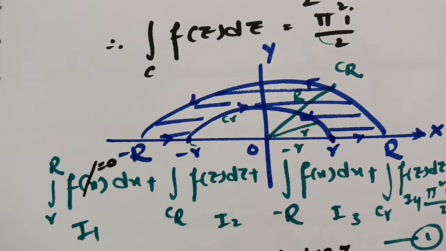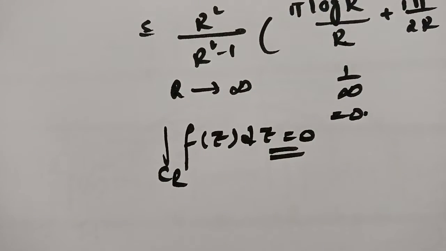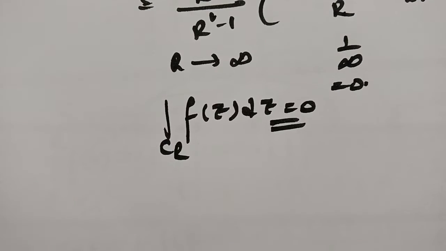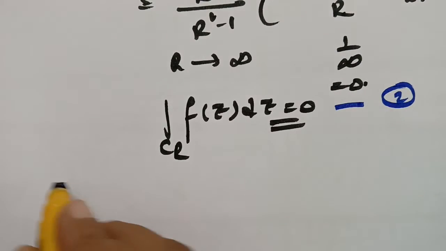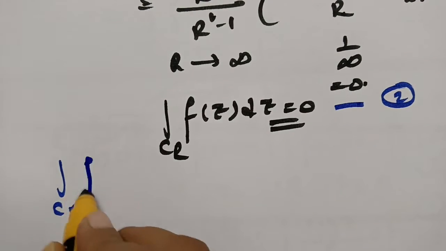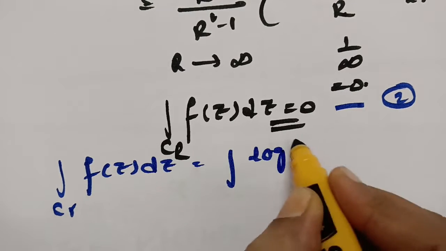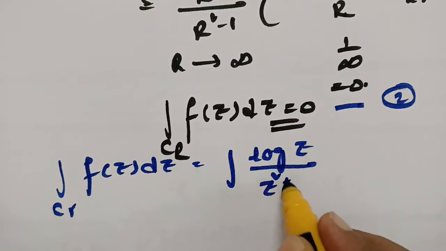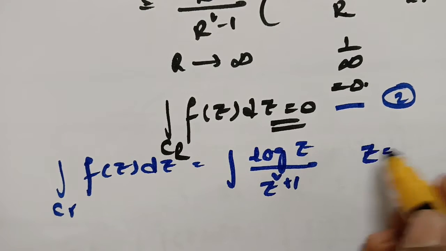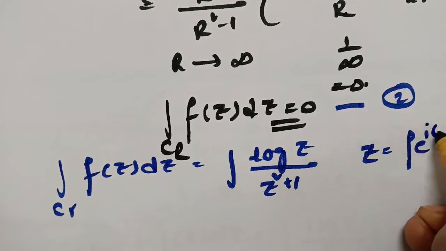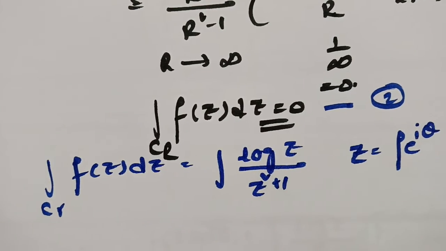After getting this small C_r, and this one is equation number 2. And for C_R, the integral of f(z) dz, where f(z) is log z divided by z squared plus 1. Now I am going to take z equal to rho into e power i theta. So I am considering this rho.